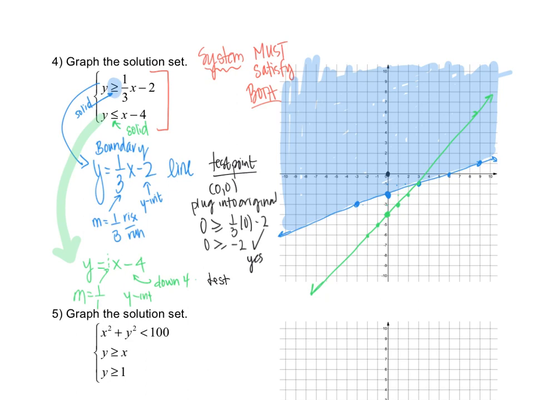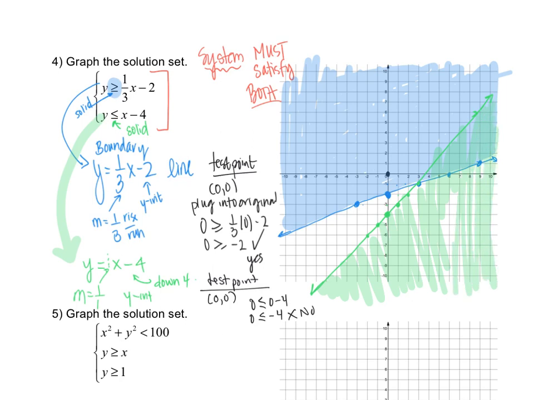So I'm going to plug that into the original problem. That's 0, 0. It's going to look like 0 is less than or equal to 0 minus 4. Is 0 less than or equal to -4? No. So that means I do not want to shade where 0, 0 is located. That's above the line, so I want to shade below the line. That would be everything down below here. We need to stay below. There we go.